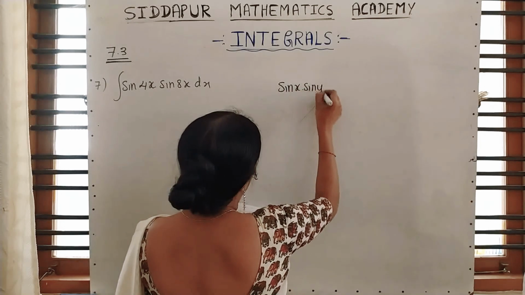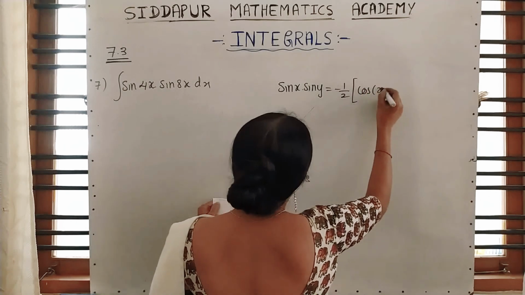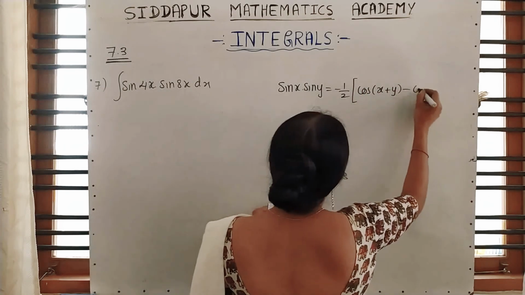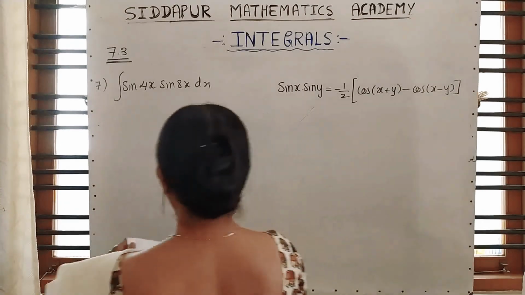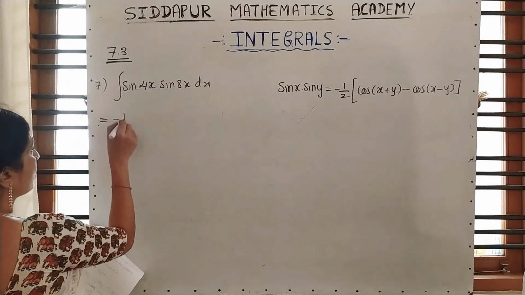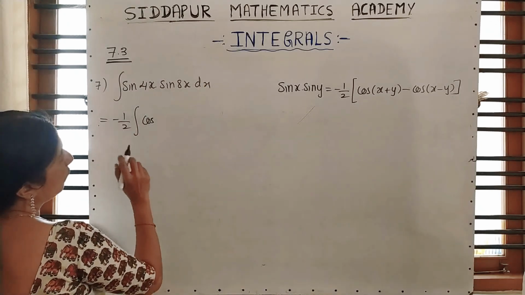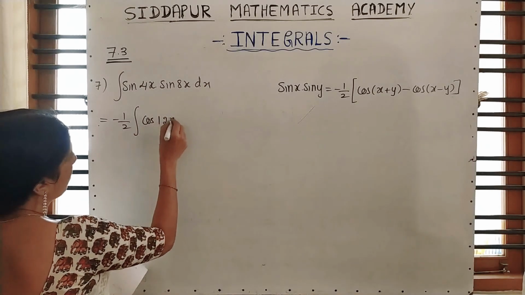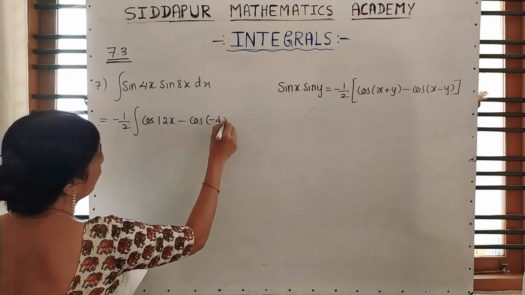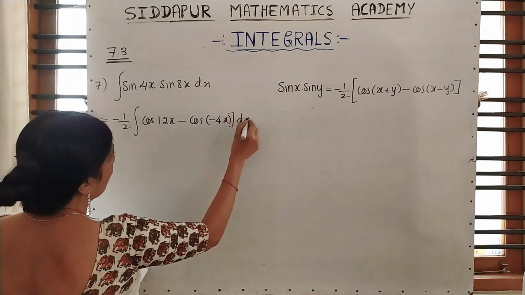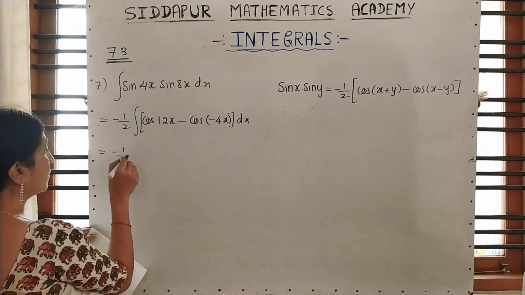Sin x into sin y is equal to minus 1 by 2, cos of x plus y minus cos of x minus y. So it is minus 1 by 2, cos of x plus y: 4x plus 8x is 12x, minus cos of 4x minus 8x, which is minus 4x. And if you are thorough with the allied angles, cos of minus theta is cos theta.